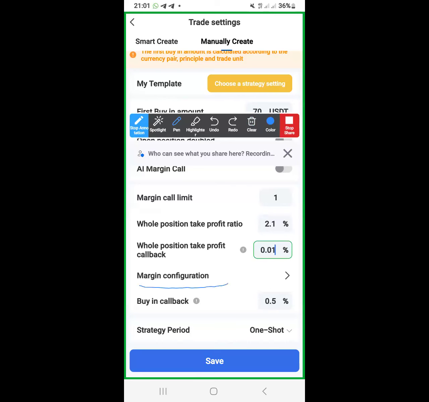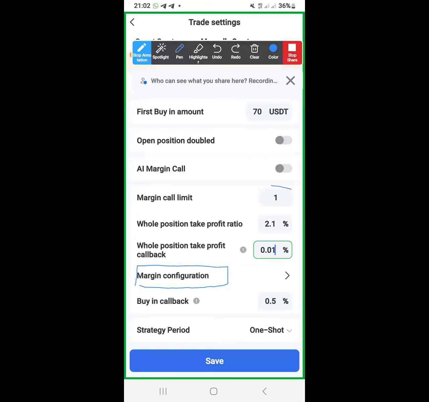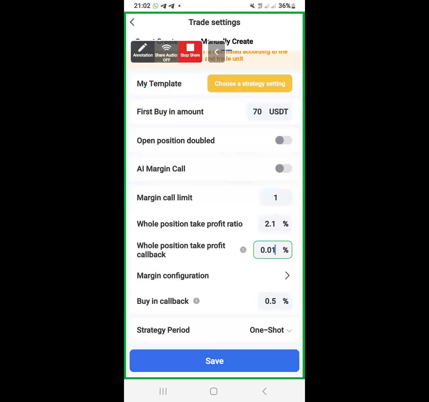Then we have margin configuration. Now, margin configuration is a part that works alongside the margin call limit. The margin configuration is where you give individual instructions. You want the robot to buy one time. When should it buy? And how many times should it buy? This is where you make the adjustments. Okay, so let's go there.